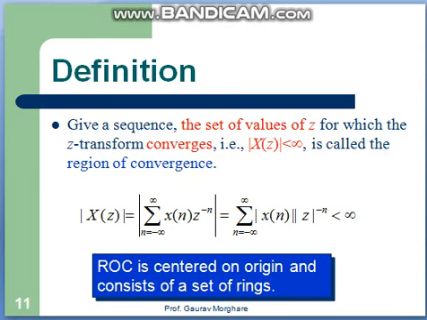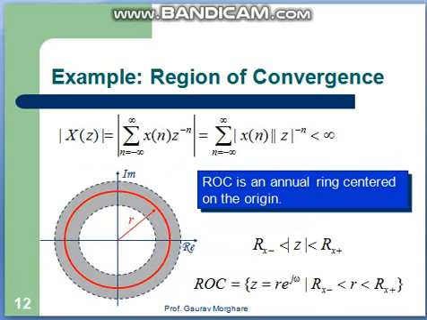Similarly, as we know, our formula for the Z transform is x[n] z to the power minus n, summed from n equal to minus infinity to plus infinity. That sum should be less than infinity, which means it should be bounded. So the ROC is centered on the origin, and it consists of rings which depend on the value of z. This is an example.